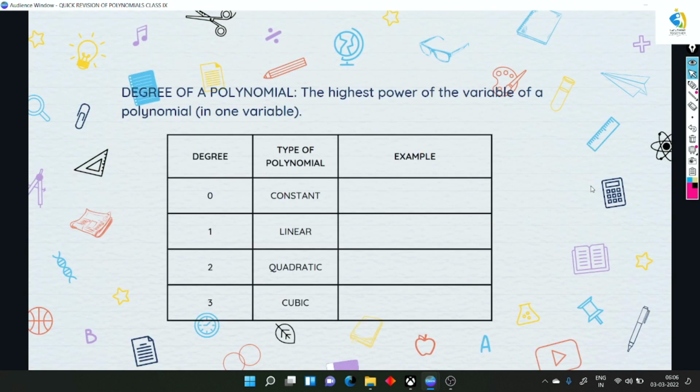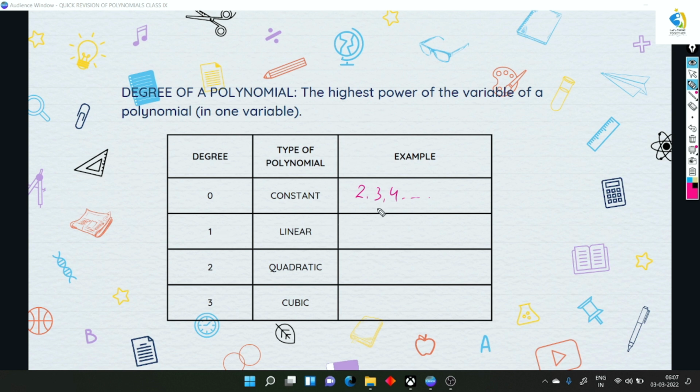Degree of a polynomial. The degree of a polynomial is the highest power of the variable of a polynomial. Mostly we are considering polynomials in one variable, as in your syllabus it is polynomial in one variable. If the degree of the polynomial, that means the highest power of the variable, is 0, that is known as a constant polynomial. So all the constants are your constant polynomials.